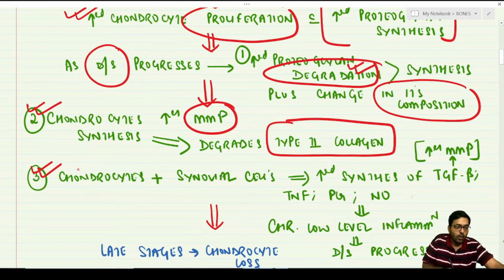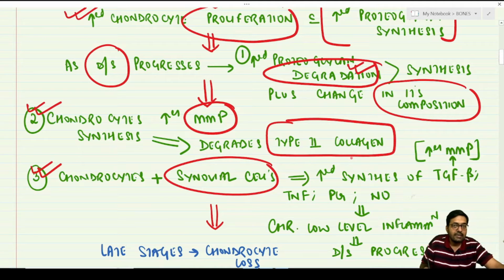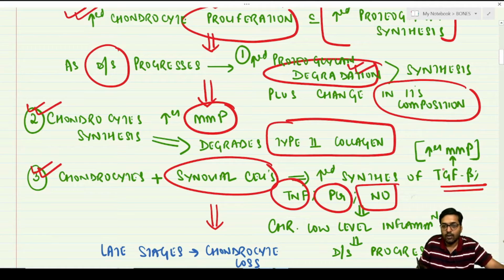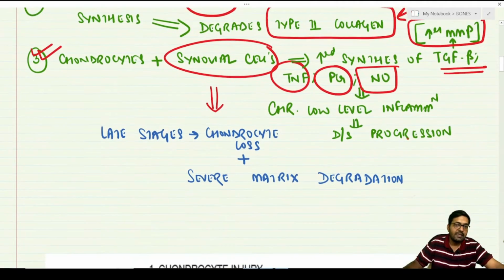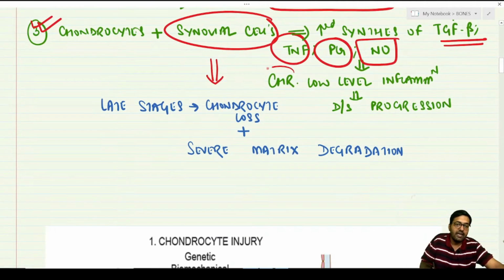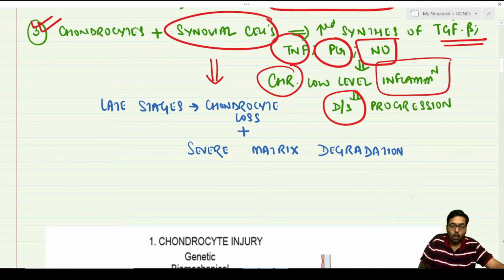Now, along with this, the chondrocytes and the synovial cells synthesize an increased number of cytokines, like TGF-beta, TNF, prostaglandins, along with nitric oxide. Now this TGF-beta is important for increasing the synthesis of matrix metalloproteases, which, as we have seen, are responsible for degradation of type 2 collagen. And the remaining cytokines are maintaining a chronic low level of inflammation, and they are also contributing in some way towards the disease progression.